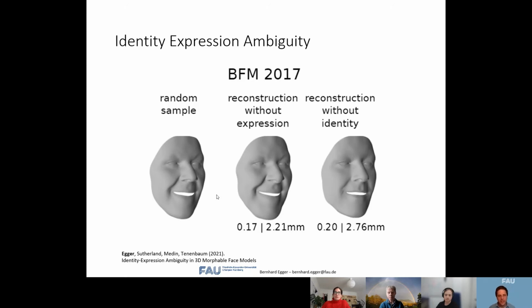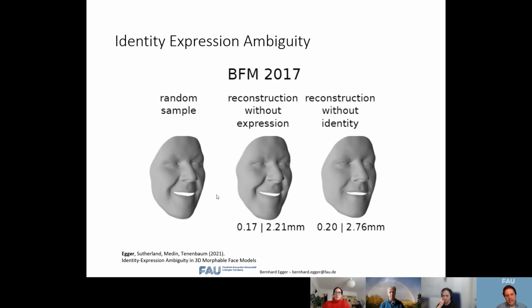And what you see here is the same, but now we leave the identity model out. So this is the reconstruction solely based on the expression model. And for me, this was quite shocking because at least the reconstruction in the middle looks almost perfect. The reconstruction on the right doesn't look quite perfect, but I would say it still conserves a lot of the identity-related features from the random sample on the left.